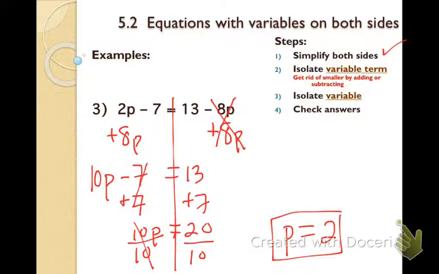Okay, I'm going to plug it in my head. 4 minus 7 is negative 3. 13 minus 16 is negative 3. Good. It's good. All right.